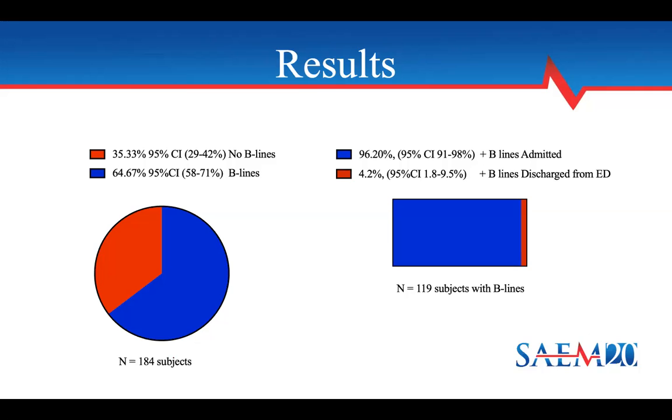184 subjects were enrolled in the study in total. Out of these, 64% or 119 subjects had beelines on screening ultrasound and were included in the analysis. 96% of the subjects were admitted to the inpatient unit, and 4% were discharged from the ED. And this 96% refers to the 119 subjects with beelines.